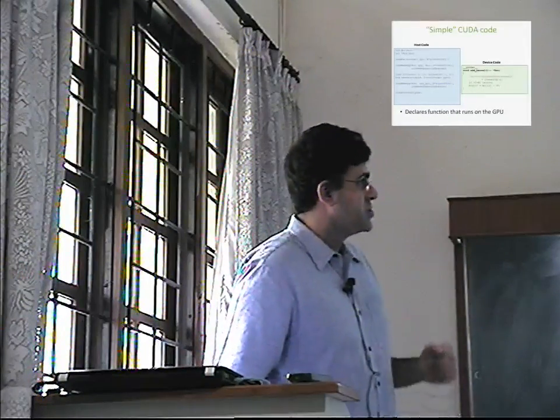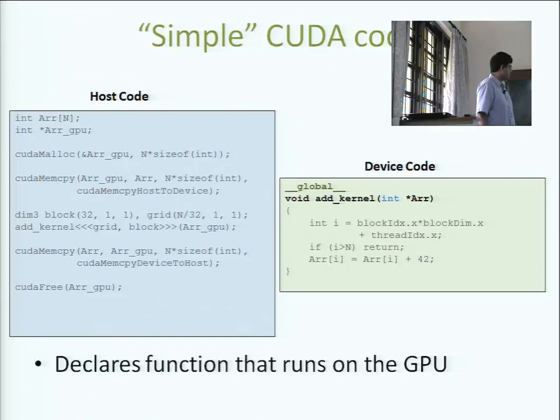Okay, so this is the GPU code. The way you specify in CUDA is by that __global__ thing. That just means I want this to run on the GPU, and I will call it from host code, right? So it obviously takes an int star.